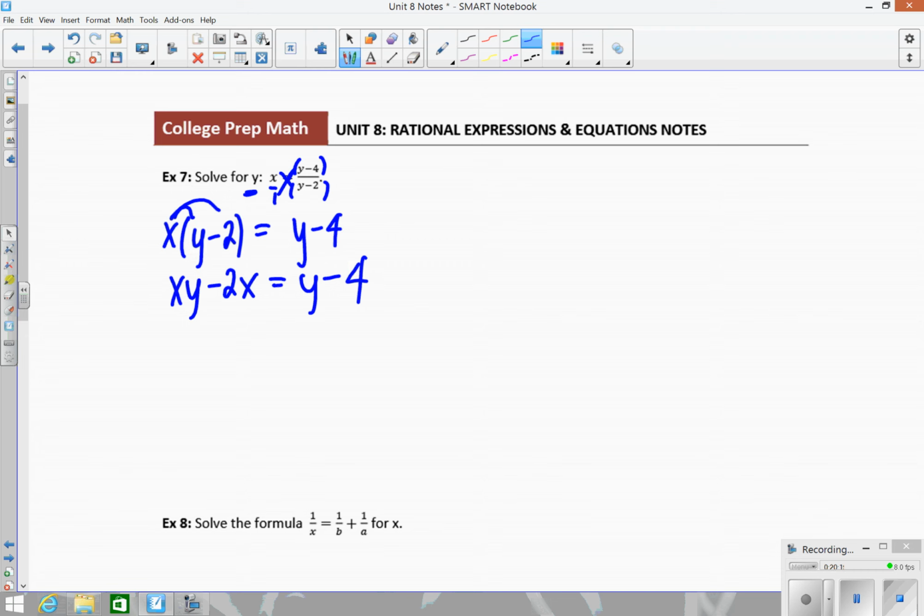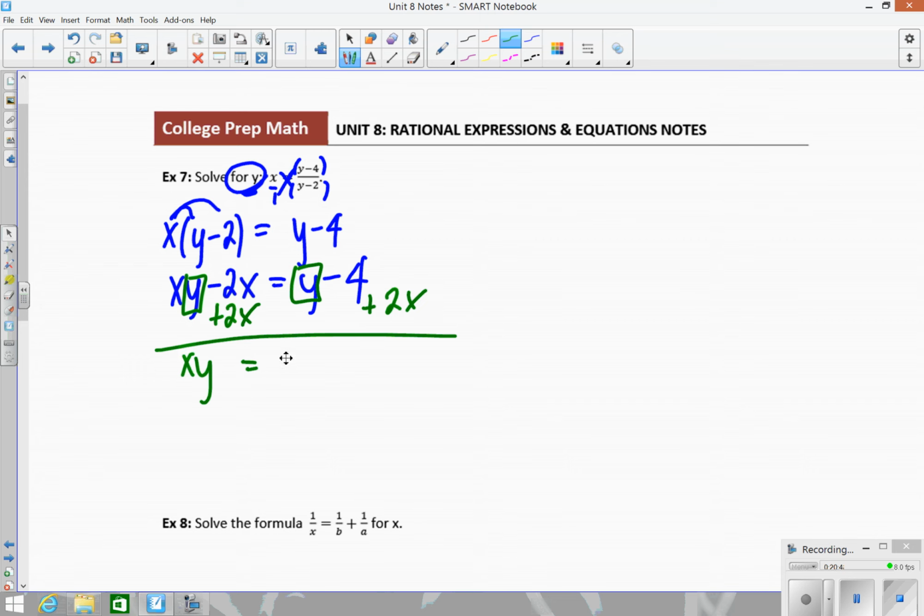And now I'm at a stage where I can think back to one of our earlier units where we had some type of scenario like this and you're trying to solve for y. So that means I need to get y by itself. So wherever there's a y, I need to get those on one side and then I need to get everything else on the other side of the equation. So what I'm going to do is bring this 2x over first. So I have xy equals y minus 4 plus 2x.